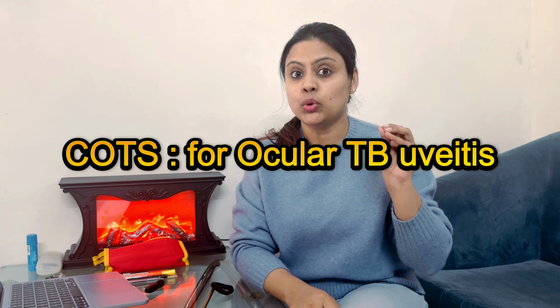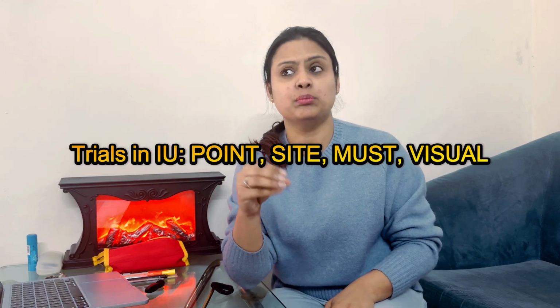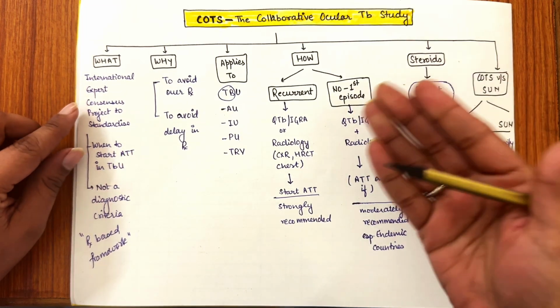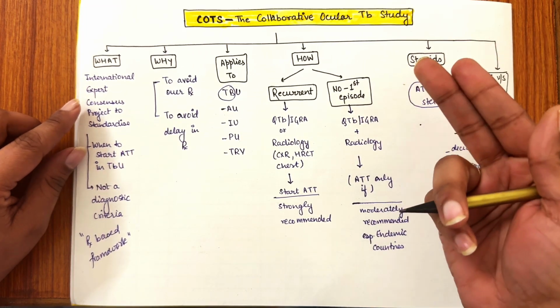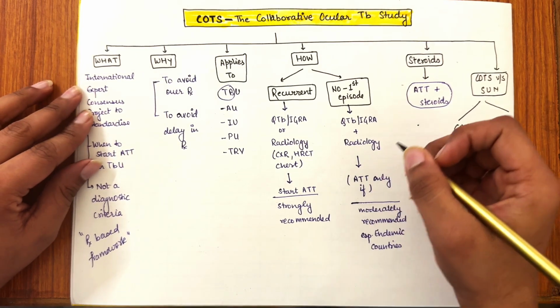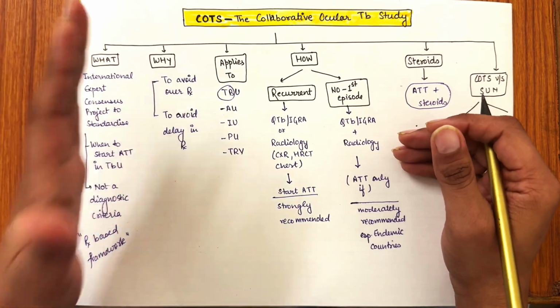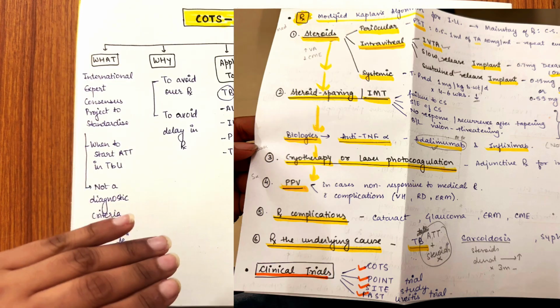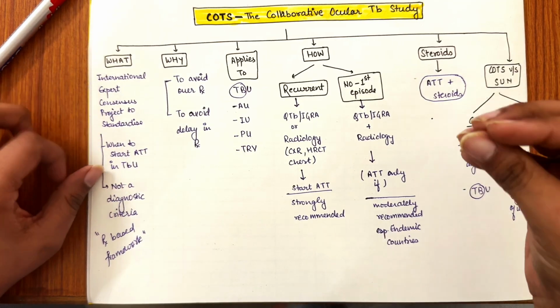Today I am going to connect two things: the COTS guidelines in ocular TB and major intermediate uveitis trials like POINT, SAMIT, etc. By the end of this video, intermediate uveitis management will feel logical. Let's start. In my last video, we discussed the investigations and treatment approach to intermediate uveitis. If you haven't watched that yet, I strongly recommend seeing it first. It will make this video much easier to understand. Now let's begin with COTS.